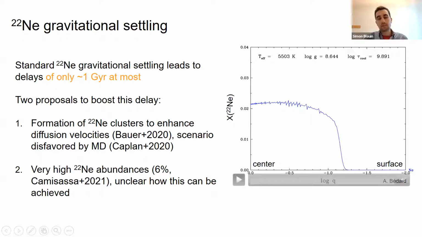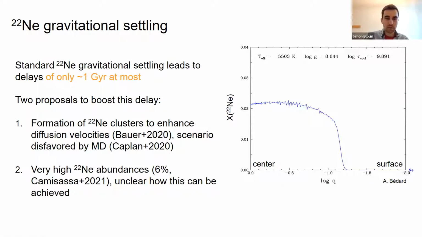And this is because this can only take place when the core is liquid. Once the core is solid, the neon-22 can no longer move. So this sets an upper boundary on how much neon-22 you can actually move to the center of the white dwarf. And because of that, we know that you cannot induce a delay of more than about 1 gigayear if you use a standard assumption for neon-22 gravitational settling.